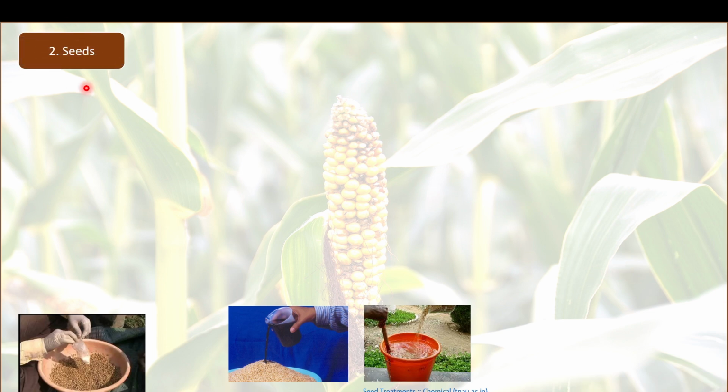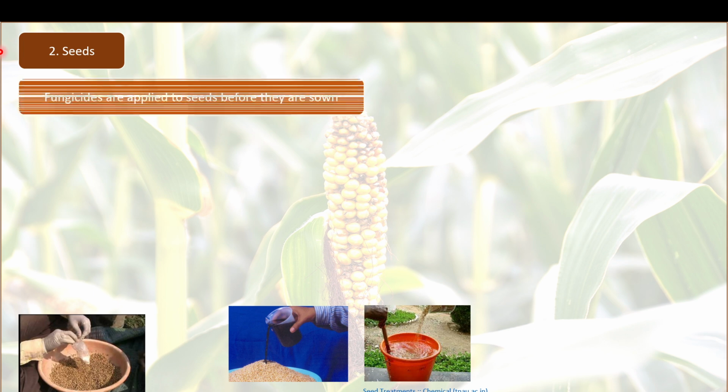Okay, third is seeds, right? Sorry, the numbering is wrong. This will be number 3, that is seeds. Seeds also require chemicals to protect them from pathogens, because we need to understand why we need to save the seeds: there are many pathogens that are seed borne. They remain dormant in the seeds, but when the seeds start growing, these pathogens also start growing along with the seeds and infect the whole plant.